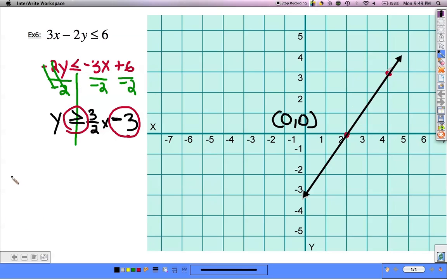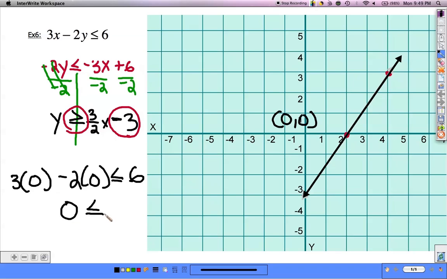So let's see. We have 3 times 0 minus 2 times 0. Is that going to be less than or equal to 6? Well, 3 times 0 is 0. Minus 2 times 0, the whole thing is 0. Is that 0 less than or equal to 6? Yes. So we want to graph the side of the line that has the point that we checked, and it was correct.